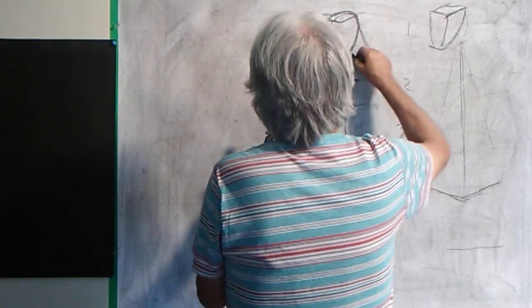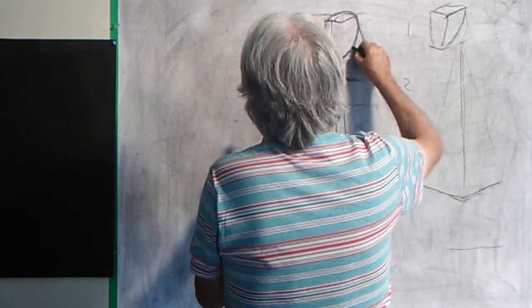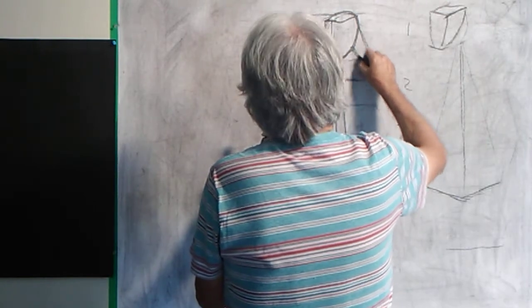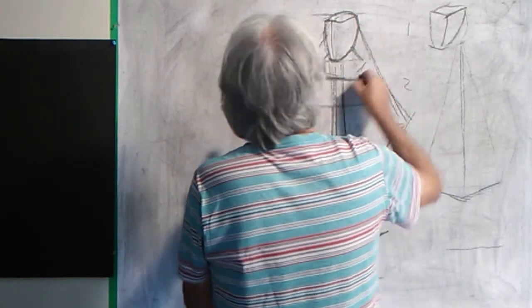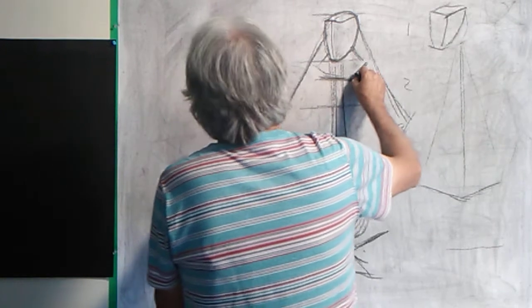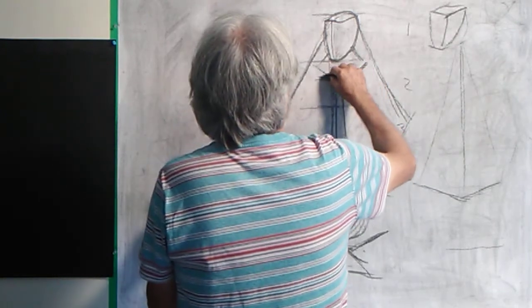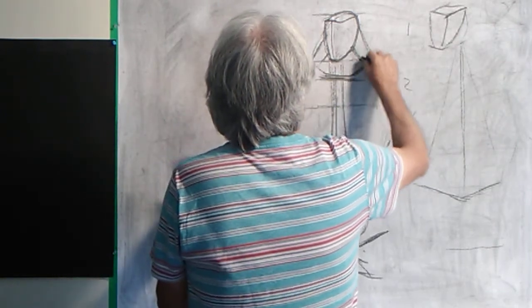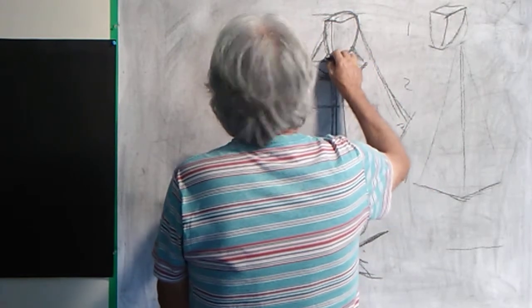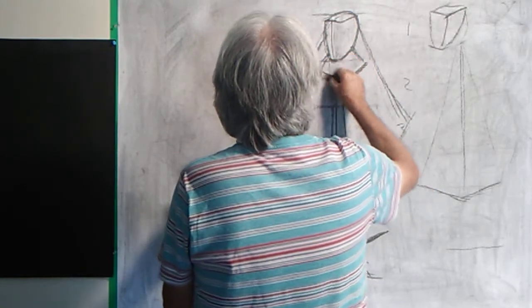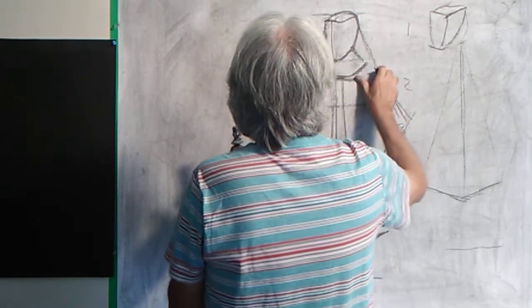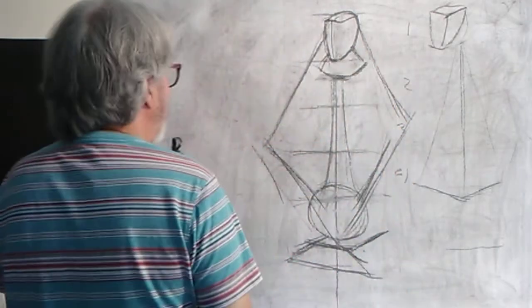So the front's this way. The side is coming up to about here. And then there's a side plane this way. And my front is coming to here. So it's going to be in this sort of shape. So we're going to place that in.